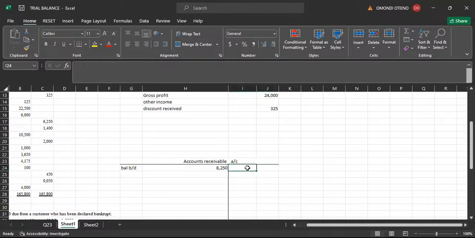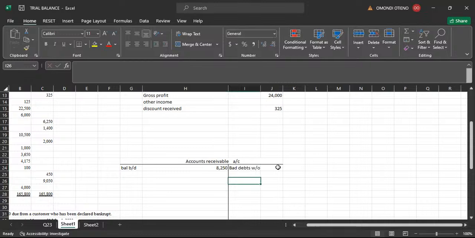When we write it off, we take it to bad debts written off account as an expense. In that particular expense account, it will be transferred to the profit or loss account as an expense. So we are going to take it to bad debts written off. Of what value? 250.